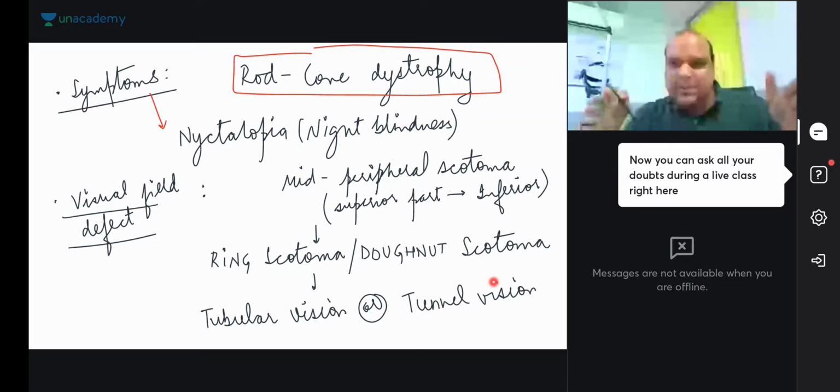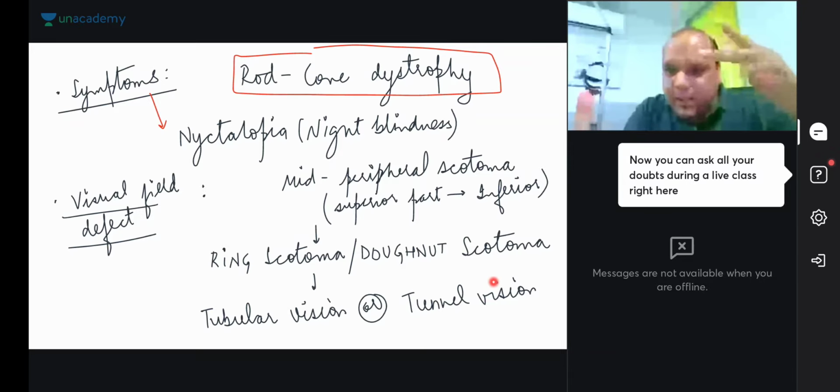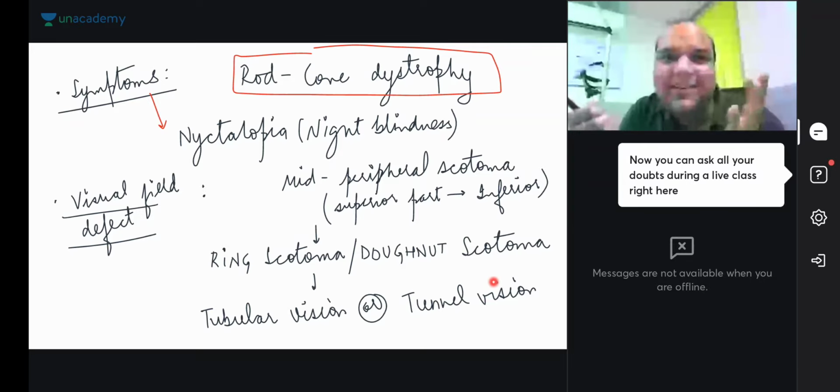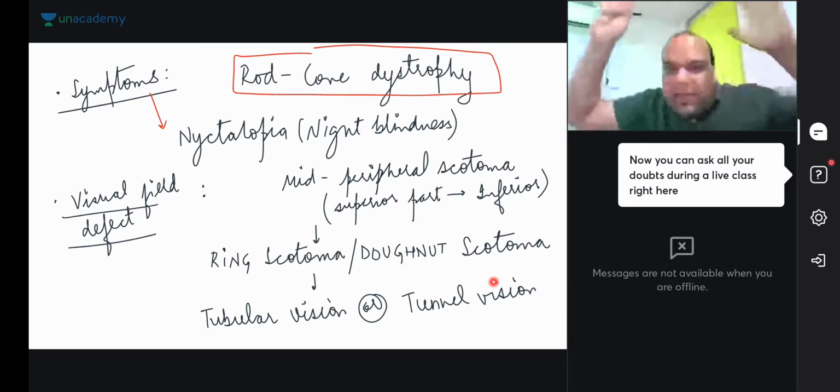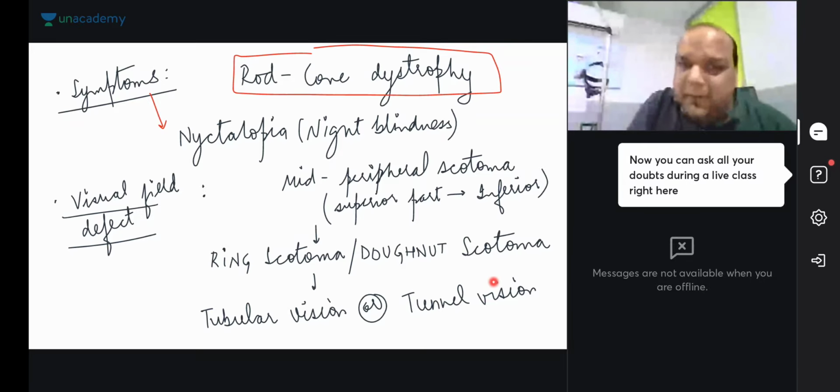If you're going in a train and suddenly a tunnel comes, you can't see any of the peripheral surroundings, you can only see the tunnel center. So what we're trying to understand here is that mid-peripheral scotoma, ring scotoma, donut scotoma, tunnel vision, and tubular vision are all actually the same thing, just different descriptions. In all these, the peripheral vision is being lost, but the central vision is being retained. And peripheral vision is being lost due to this cell.